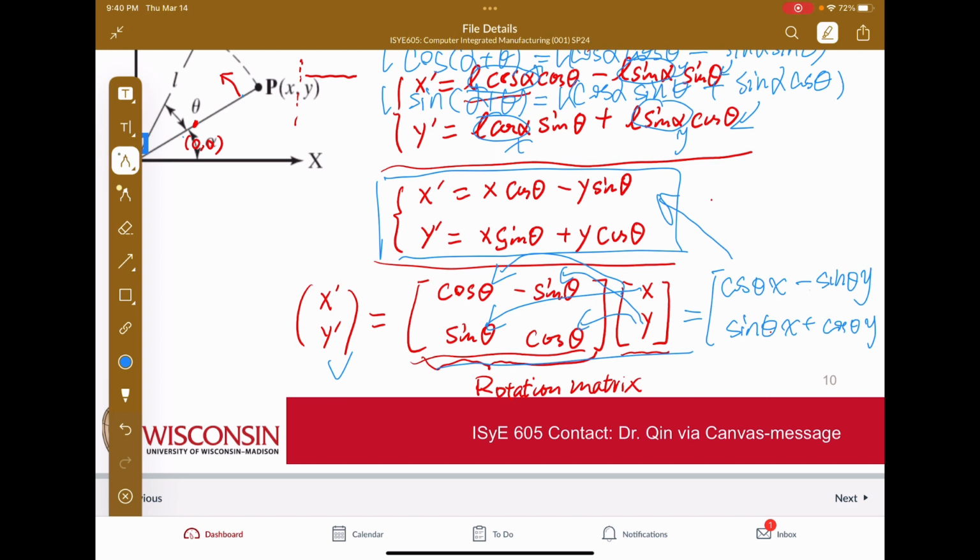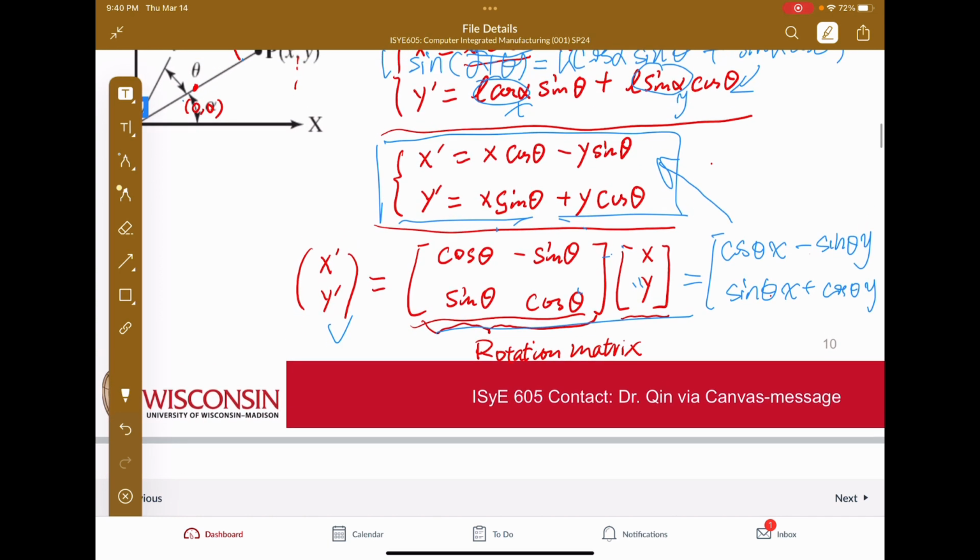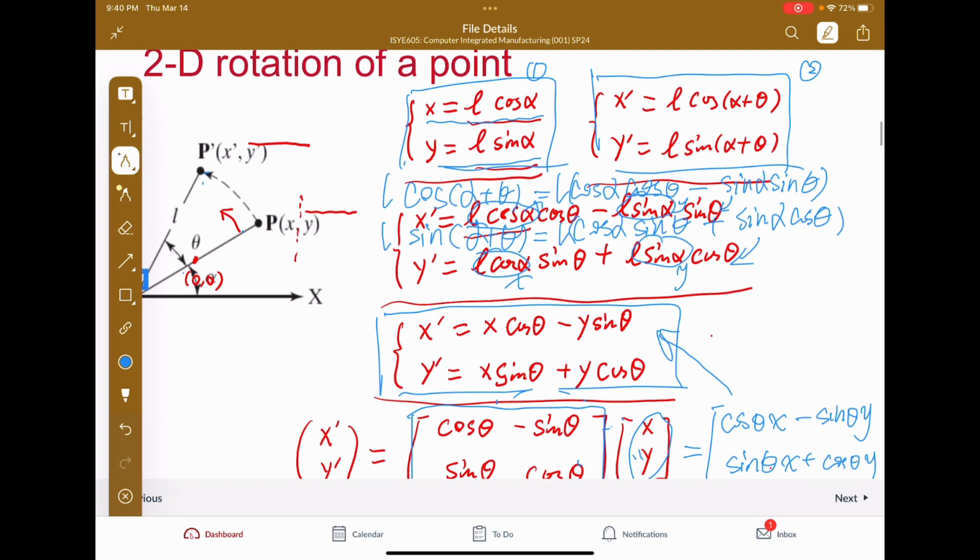So we use the matrix format to show this, and we give this matrix a name. We call it a rotation matrix. After we apply this rotation matrix, we can convert the original position of P to get the new location of P prime. So this is how we do 2D rotation of a point.